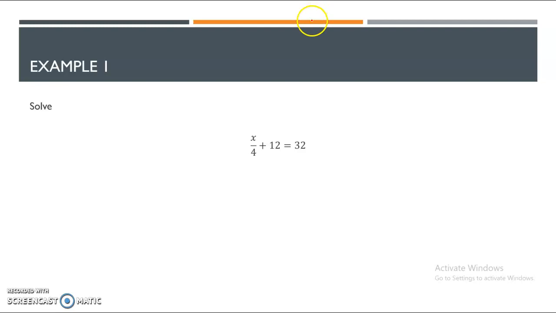With a two-step equation, our first step is to zero out the constant. In this case, we have plus 12, and the opposite of plus 12 is minus 12. So we're going to subtract 12 from both sides. That was our subtraction property of equality, which is what I'm using right here. I'm just going to bring down the x.